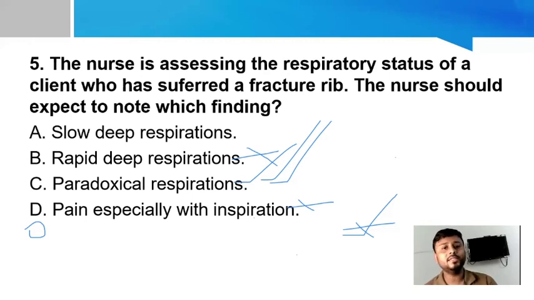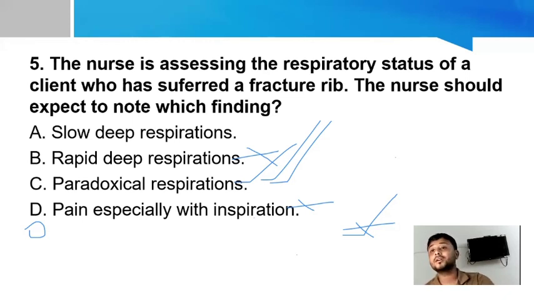But here one thing is happening. If the patient is having a fractured rib, he may have rapid respiration, but he or she may not have deep respiration, because deep and rapid respiration together occur in bronchial asthma or in case of COPD. So the only option will be rapid respiration. We can take option B as the actual correct option.